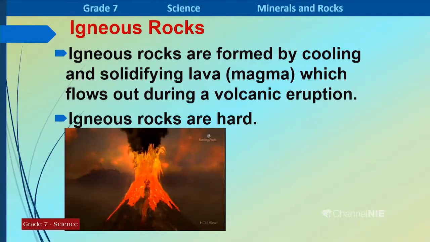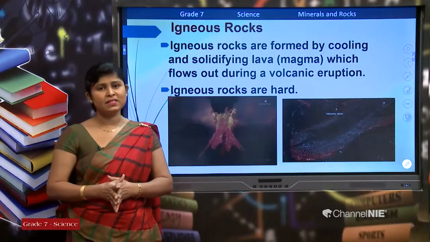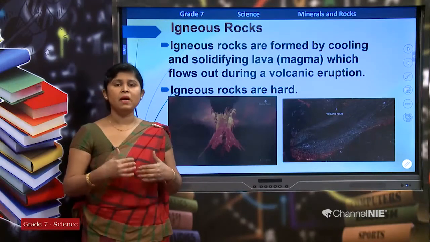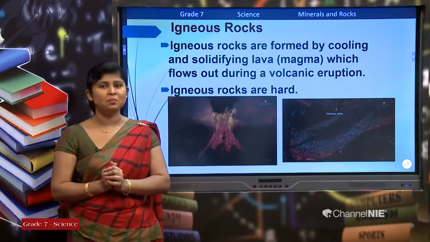Look at the picture given on the screen. Yes, you can easily identify the picture. As I said you earlier, we do not experience this in our country. You can see a volcanic eruption. You can see during a volcanic eruption how lava comes out as magma. Then look at the second picture. My dear children, you can easily identify the lava which comes out as magma, gets cool and solidifies to form igneous rocks. Then finally, you have to understand that igneous rocks are formed by solidifying lava. You have to keep that in your mind.